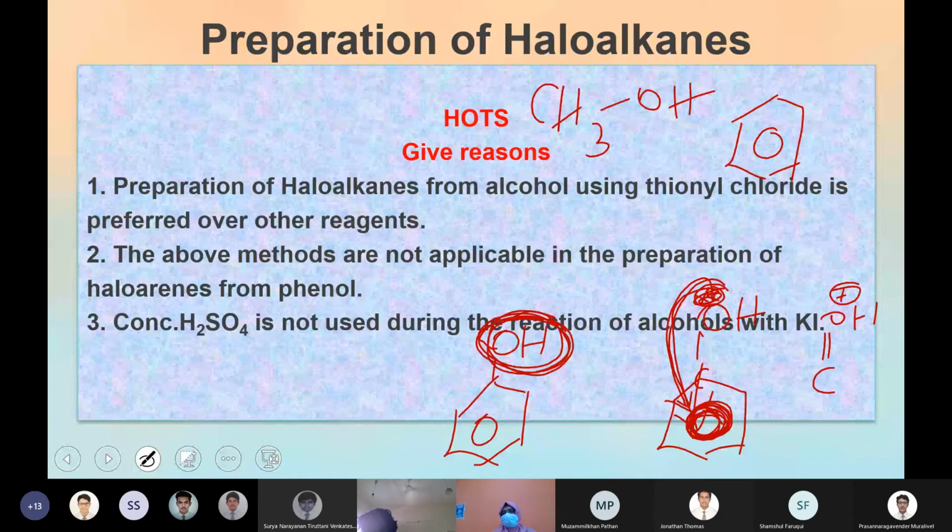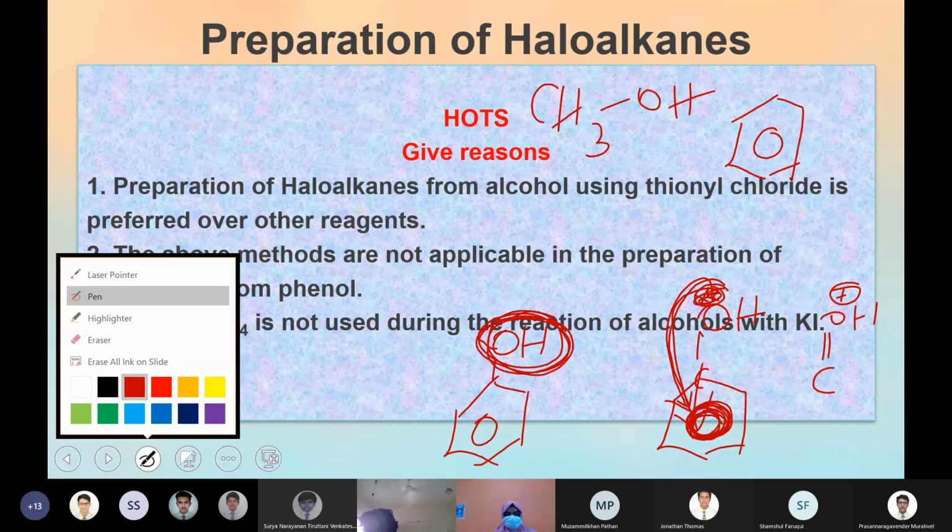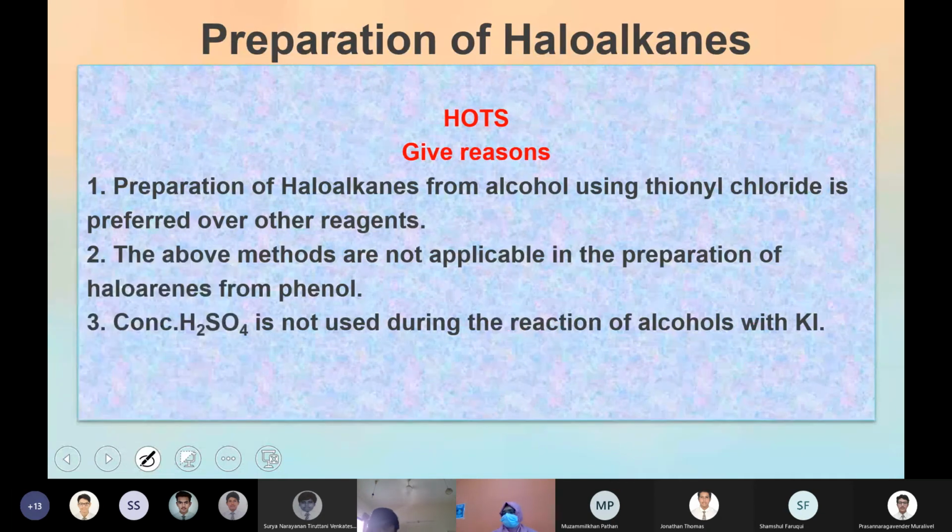Is that clear? Yes, Taizir? Clear? Zuhair? Clear? Ma'am, so there's a partial double bond between the carbon and the oxygen. Or you simply write the OH group is not free in phenol.